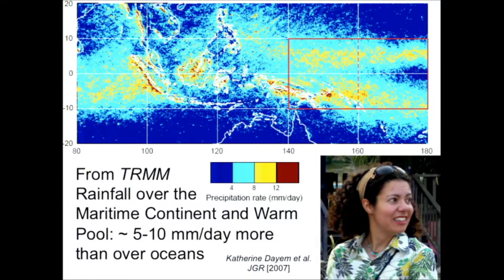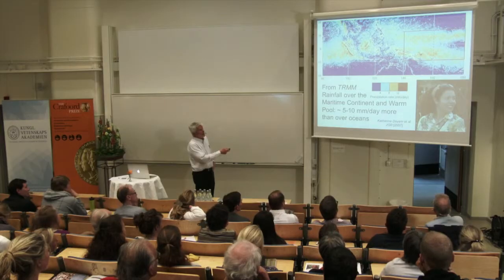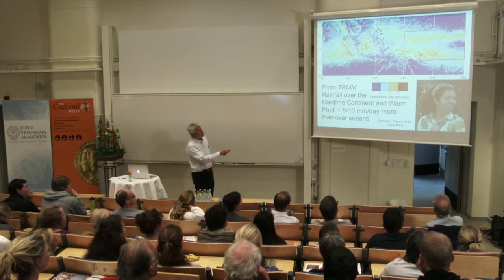this is a map of the Indonesian area, so the island of Sumatra, the island of Borneo, the Philippines up in here, Sulawesi, New Guinea, Java is in here. This is the northern edge of Australia. And this is a map of rainfall. Today, modern day rainfall rate measured in millimeters per day. And the red areas are more than 12 millimeters per day.